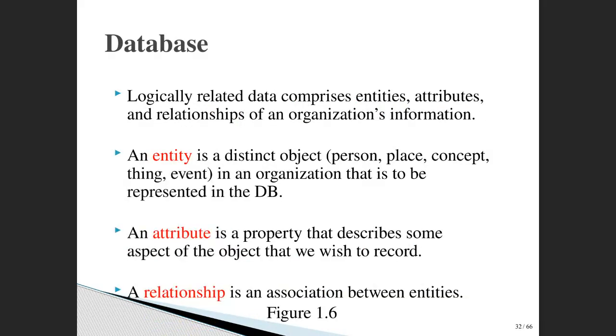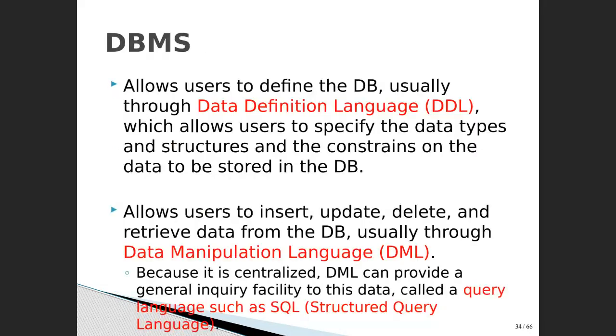we said the database is logically related data, including an entity, which is a distinct object, like a person, place, or concept. Then there are attributes and relationship, which is the association between entities. Okay. Then we have discussed the database management system.